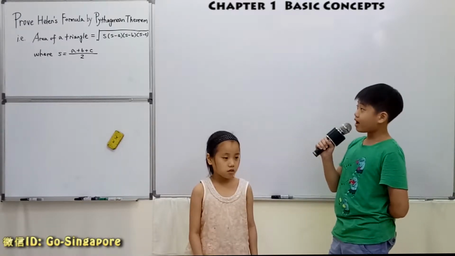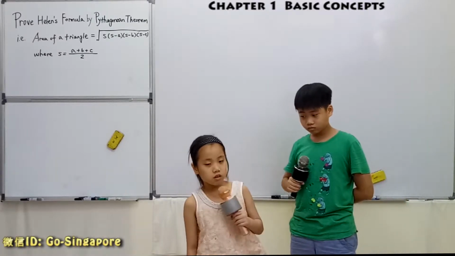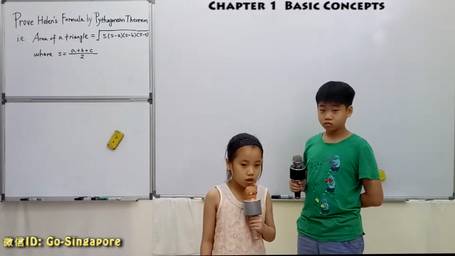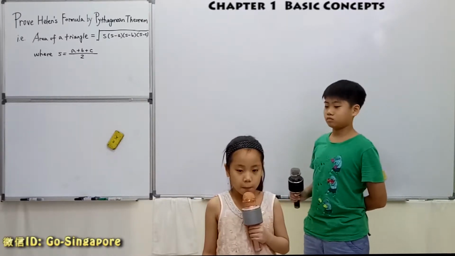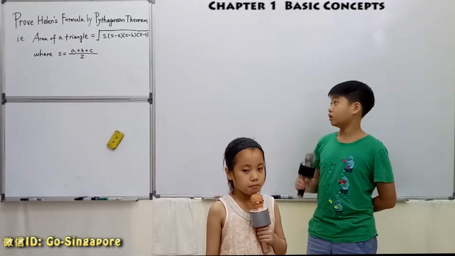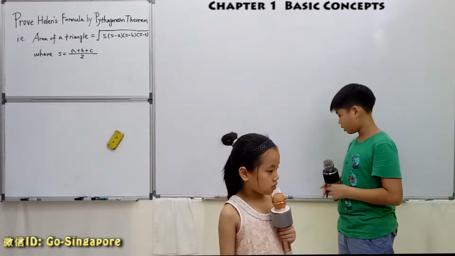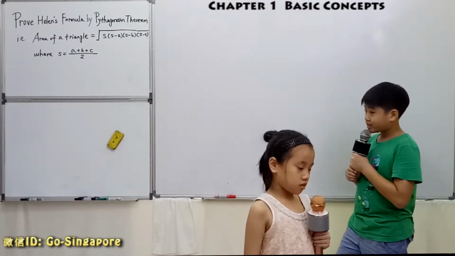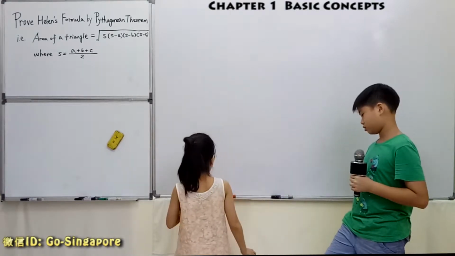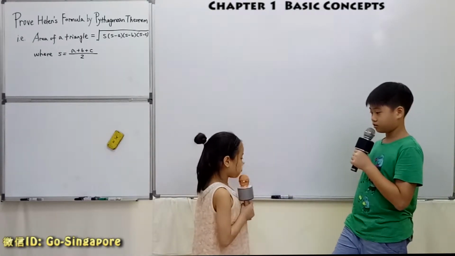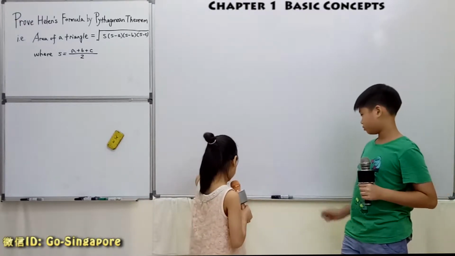This time we'll prove Heron's formula, which is used for calculating the area of a triangle. And we'll prove it by the Pythagoras theorem, also called the Pythagorean theorem. For calculating the area of a triangle, we can use half base times height, which is actually the most common way, right? Yes.